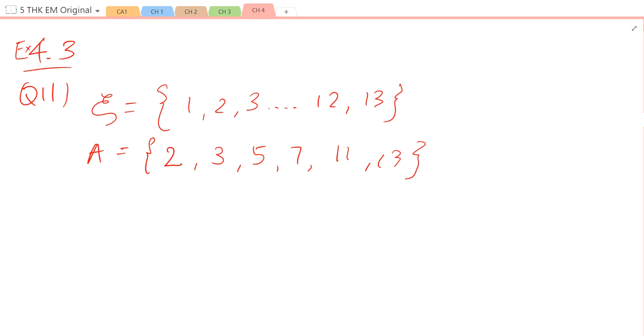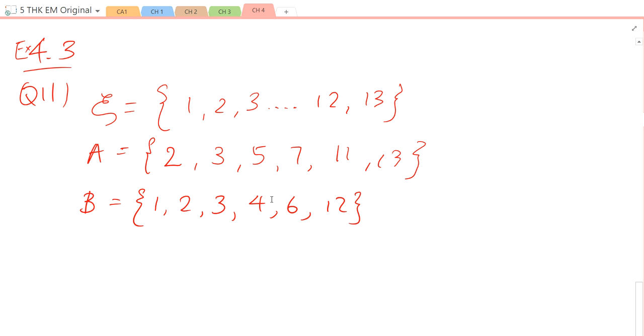Okay? Now in set B, x is a factor of 12. Okay, what do we have in set B now? Can we start from the smallest? 1, 2, 3, 4, 6, 12. Okay, these are the elements in set B.